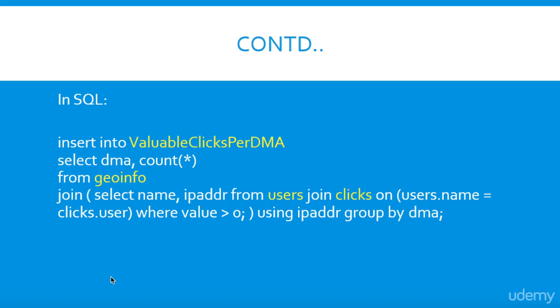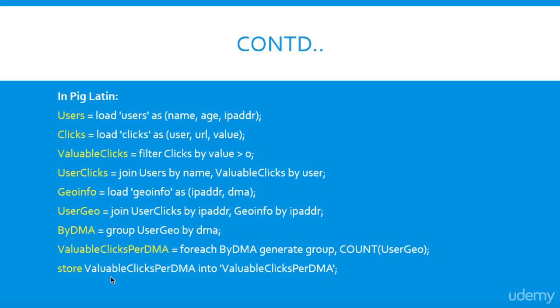In SQL, this could be written as shown here. So in the inner query, we are joining the sources, users and clicks, and then in the outer query, we are joining them with geoinfo and finally storing the results into valuable clicks per DMA. And the same thing can be written in Pig as shown here. Look at the relations here.